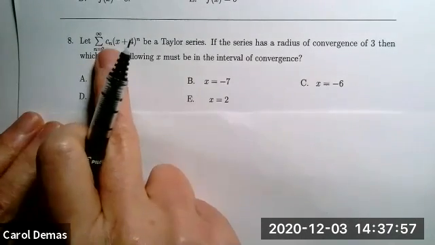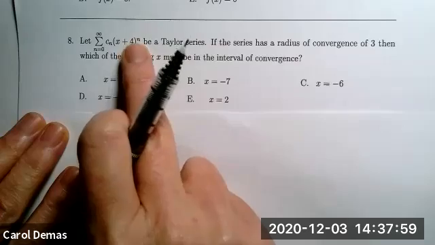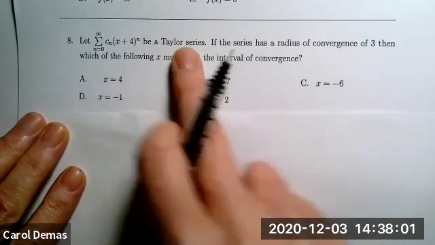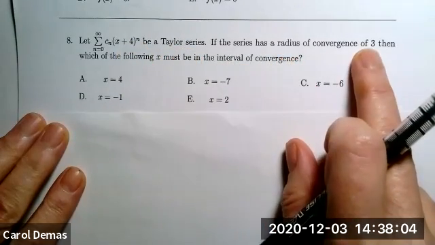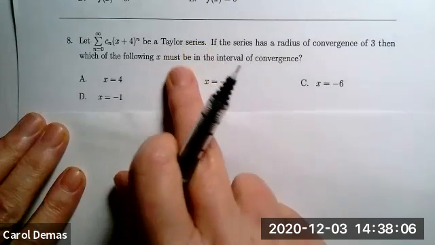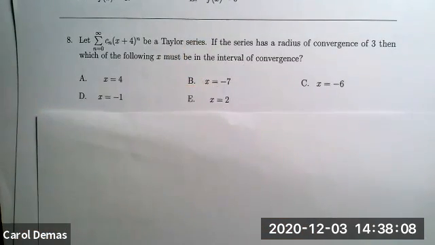Okay, let's let the sum of C sub n times (x plus 4) to the n be a Taylor series, and we're given that the radius of convergence is 3. Then which of these x's has to be in the interval of convergence?